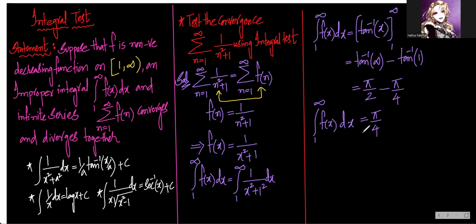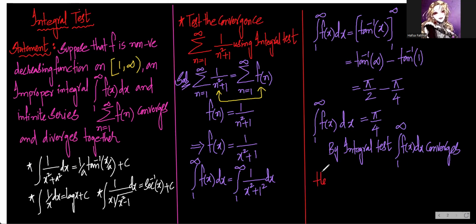If the answer comes as infinity, we would say divergent. So it converges. So by integral test, integral 1 to infinity f of x dx converges. But you don't have to show only convergence; what we have to show is that the series and the integral converge or diverge together. Hence, by the given statement of integral test, summation n equals 1 to infinity 1 by n square plus 1 converges. This result we have to prove.